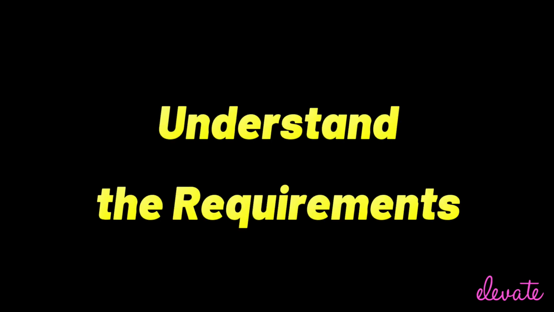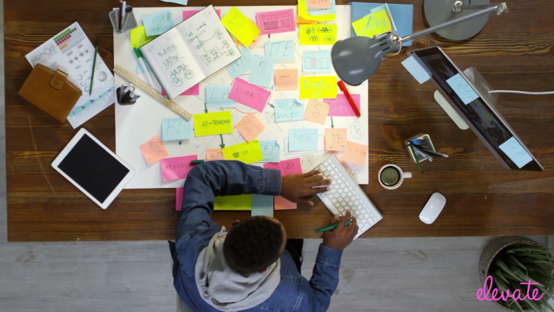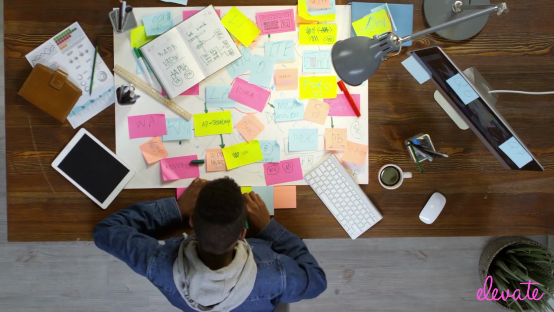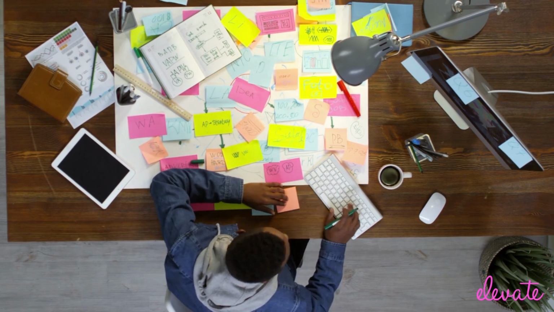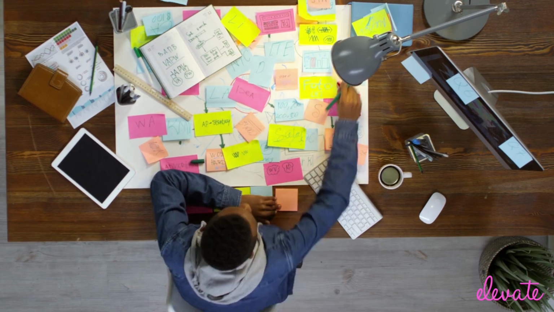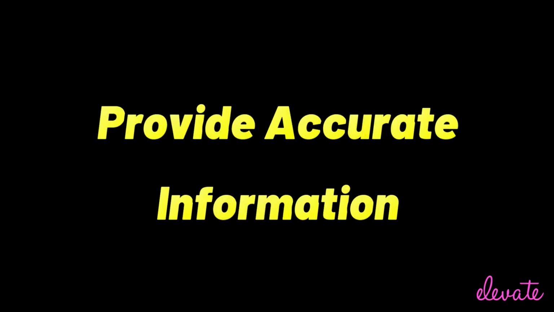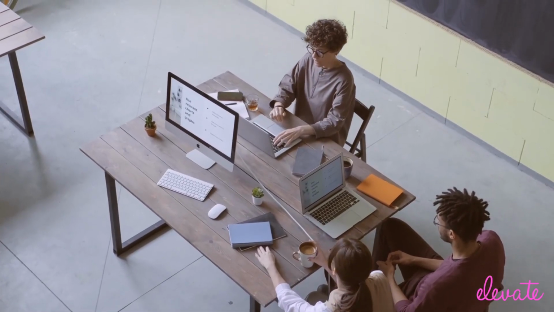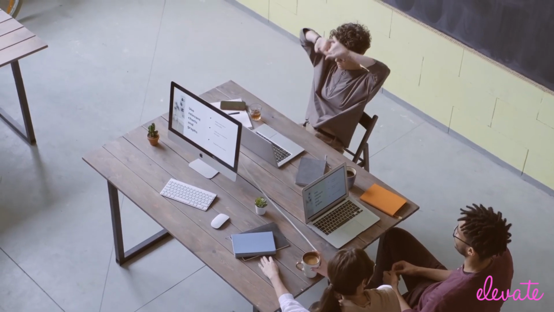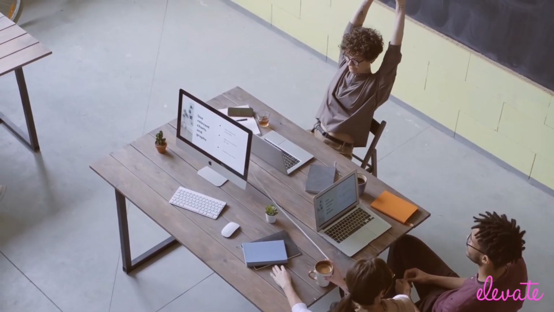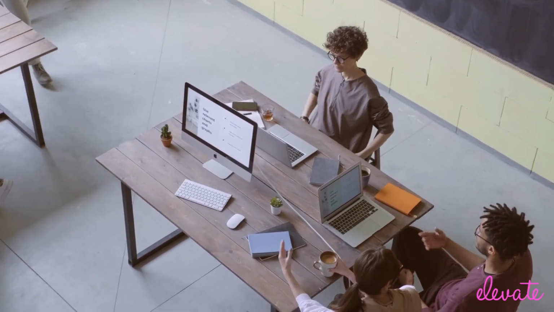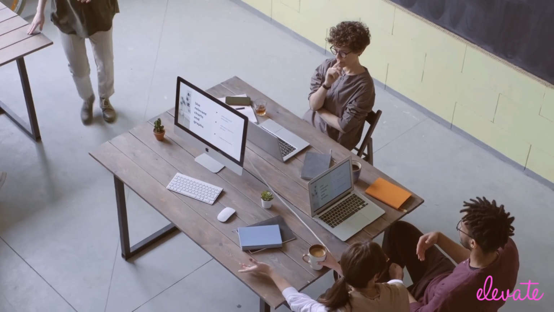1. Understand the requirements. Thoroughly review the RFQ document to understand the buyer's requirements, specifications, terms and conditions. Make sure you understand what's being asked of you and what the buyer expects. Step 2, provide accurate information. Ensure that all information provided in your response is accurate and matches the requirements outlined in the RFQ. If you have any questions or need clarifications, don't hesitate to ask the buyer for more information. That is part of the process and they will expect it.